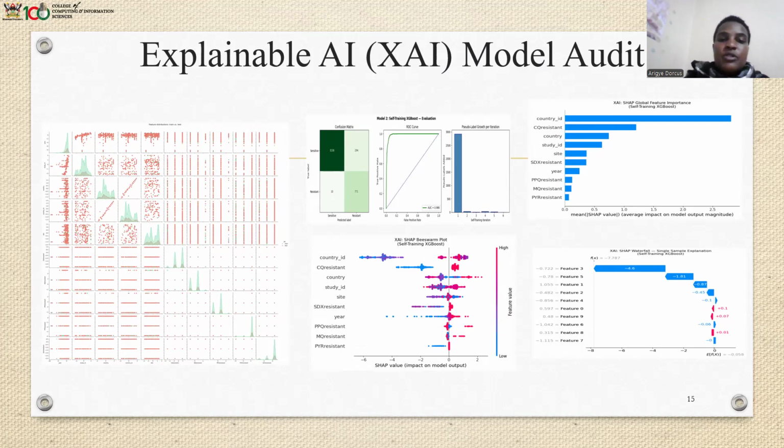Look at CD4 count. We see a clear trend where the low CD4 counts, the blue dots, are clustered on the positive side, pushing the prediction towards the failure. While the high CD4 counts, the red dots, push towards success. This is exactly what we expect clinically. And for a resistance marker like CQ resistant, we see that the presence of resistance, the red dots, strongly pushes the prediction towards failure.